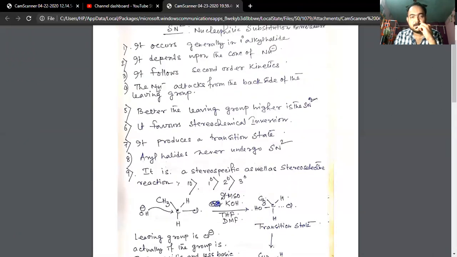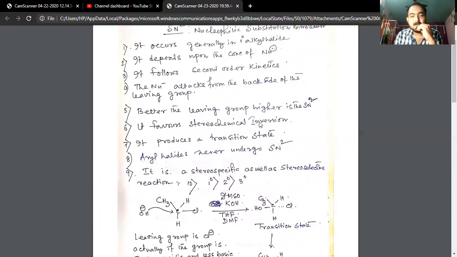Now you see here it follows second order reaction kinetics. The nucleophile attacks from the backside of the leaving group. You can see here OH− is attacking collinearly, or directly, from the backside of the leaving group. That's why it attacks collinearly from the backside of the leaving group. It is a very important part of SN2.